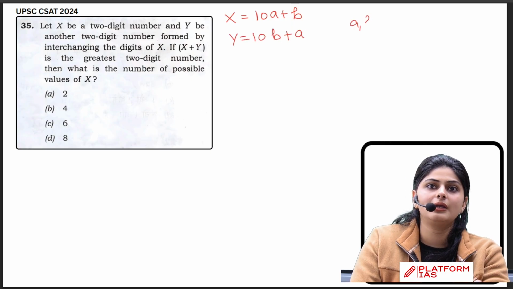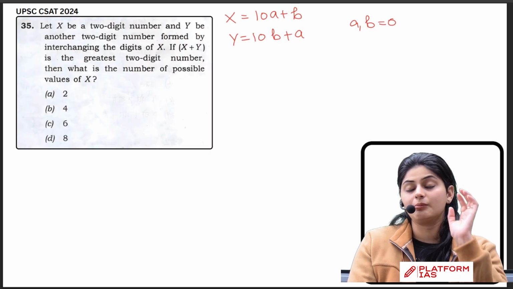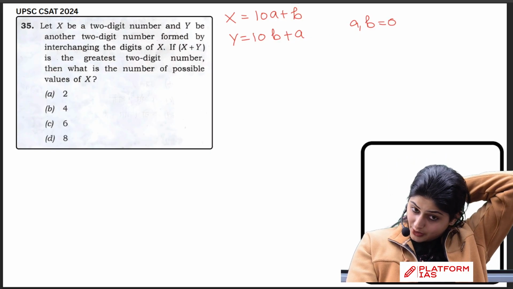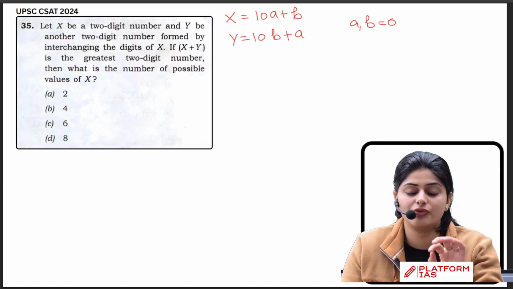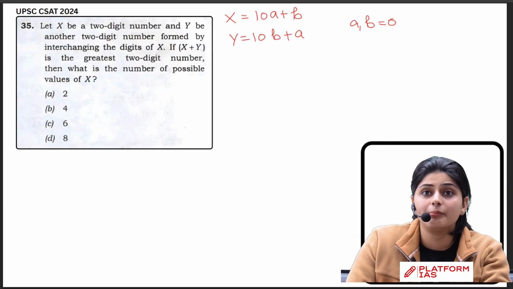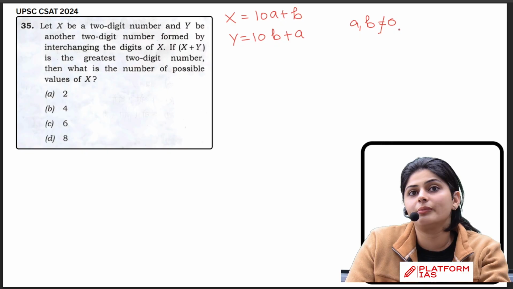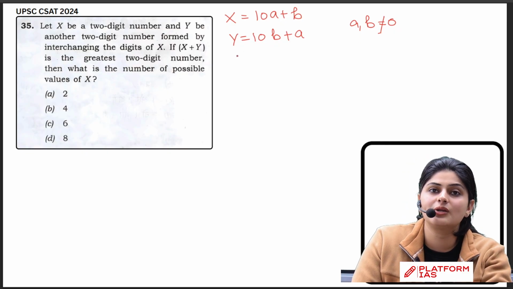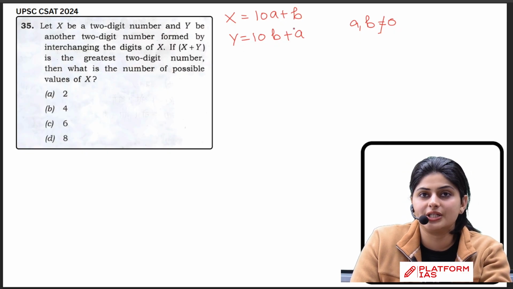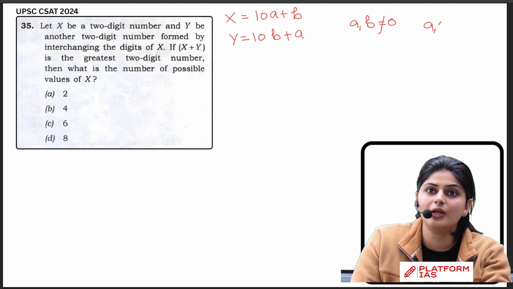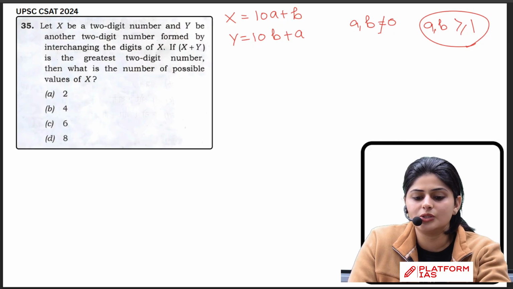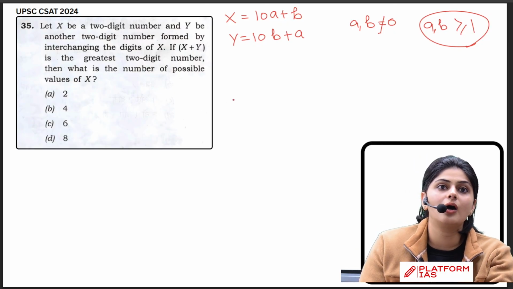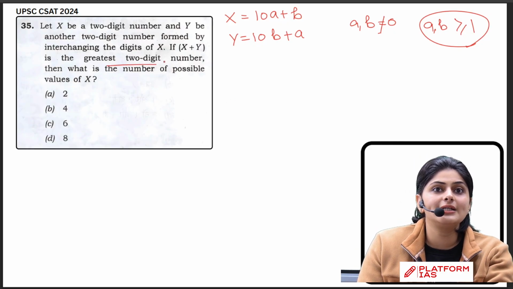Can a and b equal 0? I said a and b can be whole numbers, but can they be 0? Give it a think just for a second. A and b cannot be equal to 0, because if they are equal to 0, then x and y will not be 2-digit numbers. So the value of a and b will be greater than or equal to 1, but not equal to 0. Now we need to find out the greatest 2-digit number.